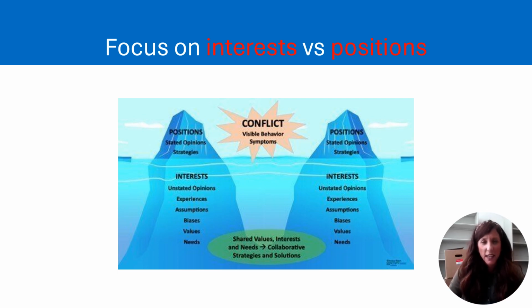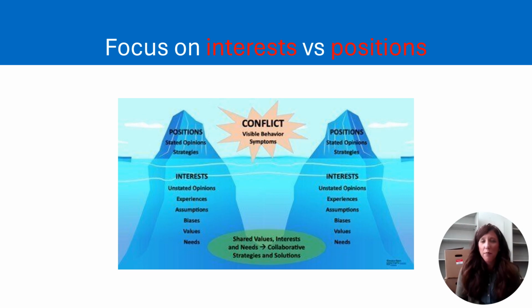Because what it does is it points out that positions are described as people's stance on an issue, or it's like a line in the sand that you might draw. Right? My position is I am not going to pay more than $2,000 for that car. Right? Or my position is I am not going to my in-laws' house for Christmas. Interests are the reasons behind those positions. Your interests are your why you've taken that position.